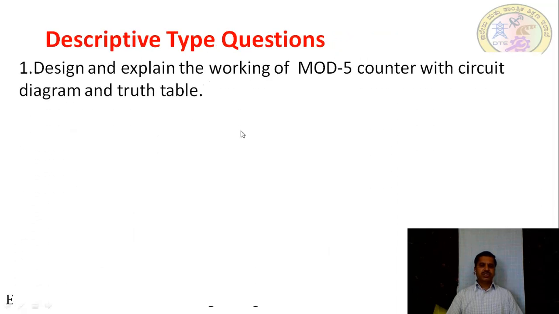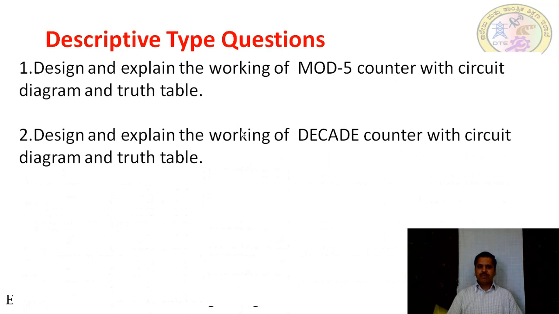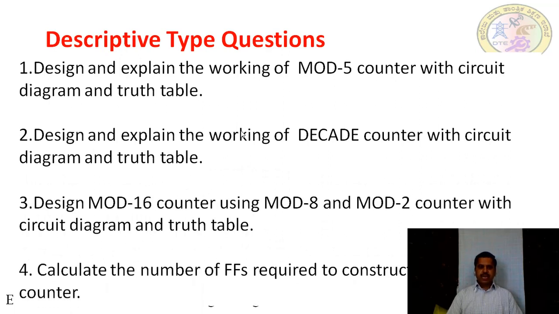Descriptive type questions. Design and explain the working of a mod 5 counter with circuit diagram and truth table. Decade counter and mod 16 counter. Design a mod 16 counter using a mod 8 and a mod 2 counter with the circuit diagram and truth tables. In the examination, they may ask any such type of questions. It need not be a decade counter or mod 5 or mod 6. They can ask any counter using any modulus of the counter.